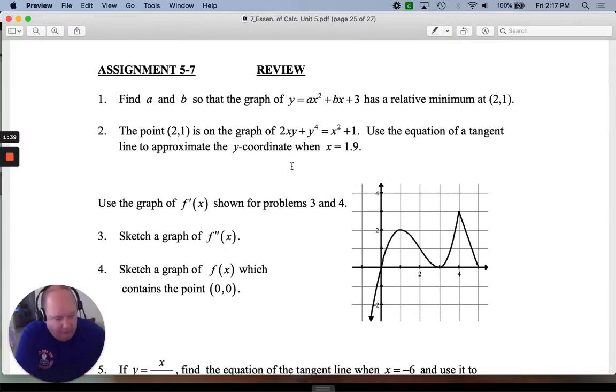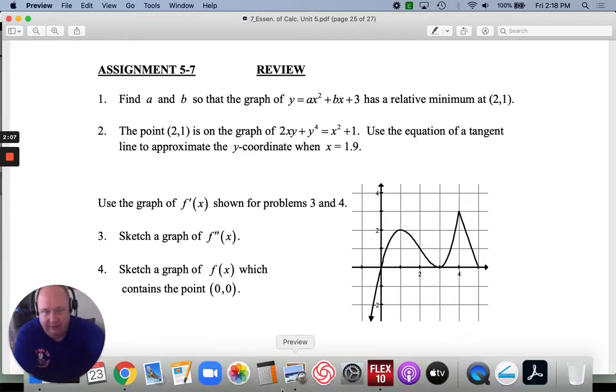For assignment 5-7, first question. It says find a and b so that that graph has a minimum at (2, 1). So if it's a minimum, we're going to take the derivative, plug in, and so on. But first of all, we're given a point. So I'm going to write down y equals ax squared plus bx plus 3, and then I have a point, (2, 1). So how am I going to solve that? What's the parabola that would have that minimum there? So let's look at that.